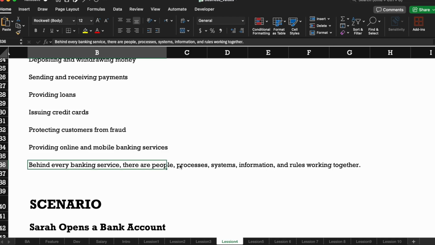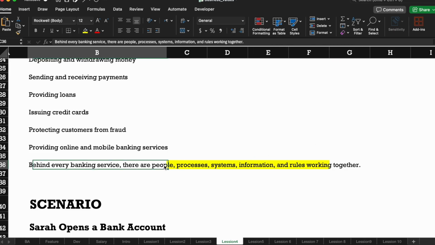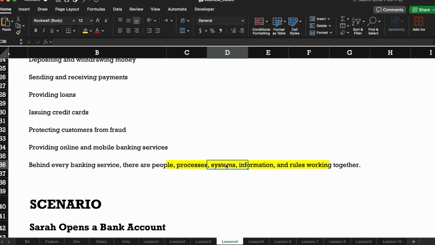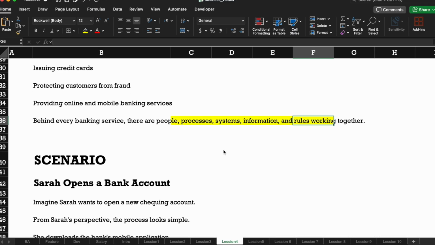Behind every banking service there are people, remember, right? It's applicable for any business. Behind the scenes there are people, process, system, information, and rules working together. Let me highlight this one. It doesn't matter which domain you work in, like healthcare, financial or entertainment, anywhere you need to understand who the customer is, that's our user, what process is involved, what system is involved, what data we need to collect, and what business rules are applicable. Okay, so these are your key template to get your requirements.